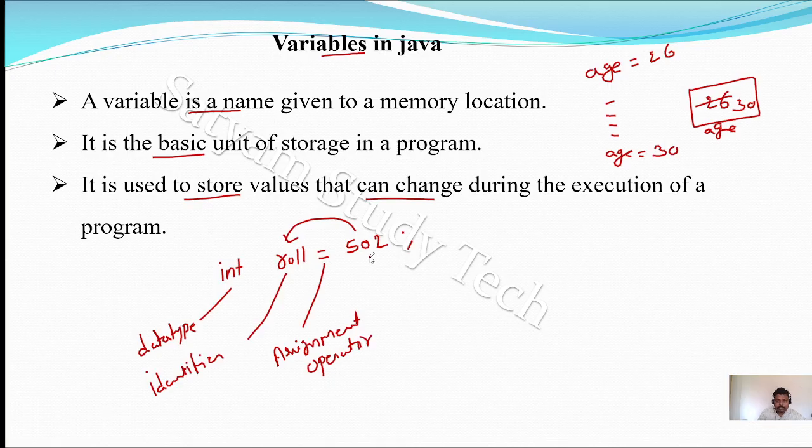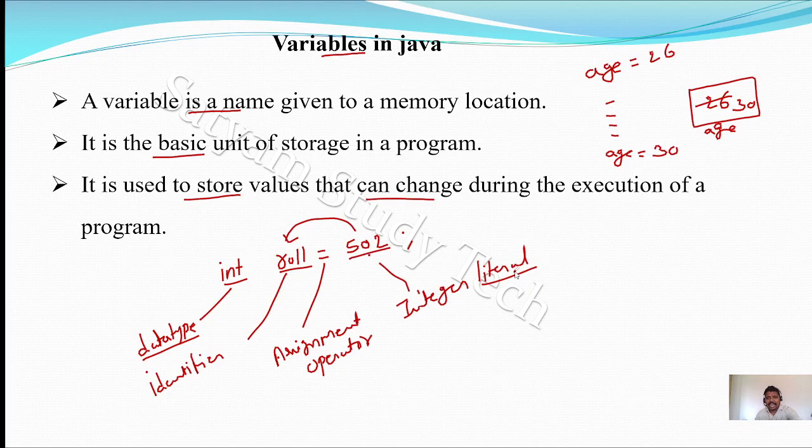Here it is an integer literal, an integer constant. In later sessions we will discuss the different types of literals and the different data types in Java. Now, in this example, I am declaring one variable, roll number, whose type is integer. So you can assign the value to that particular roll number, that is 502.